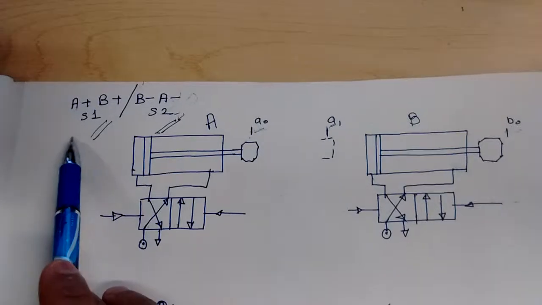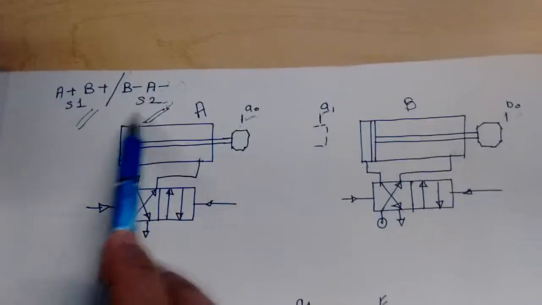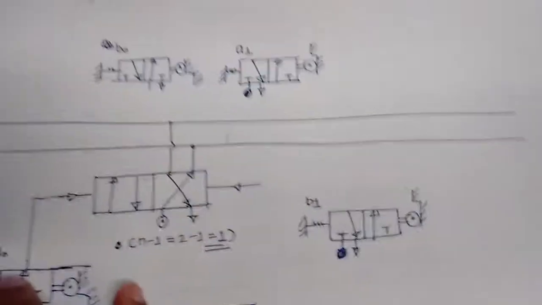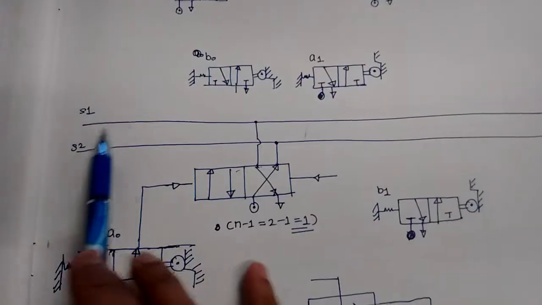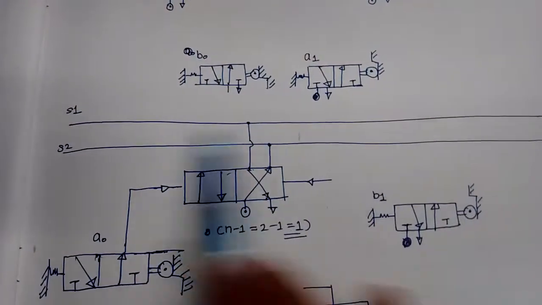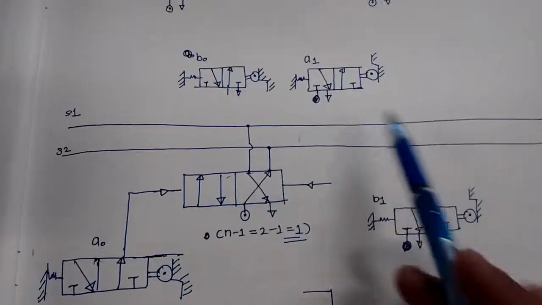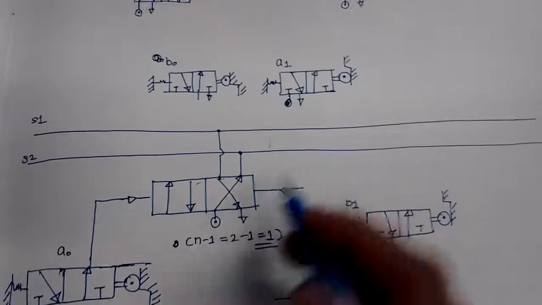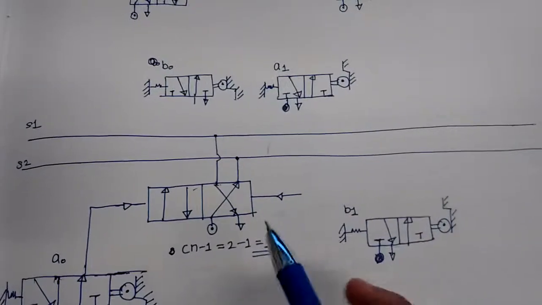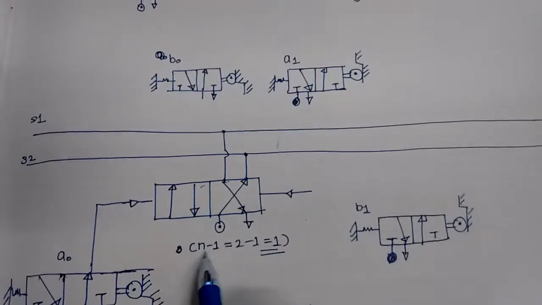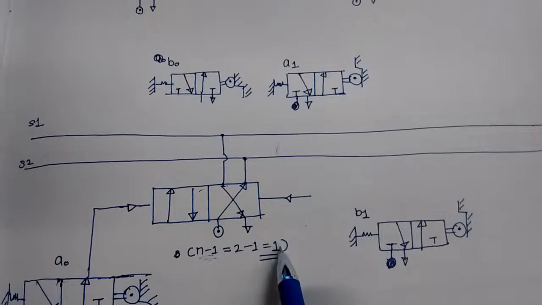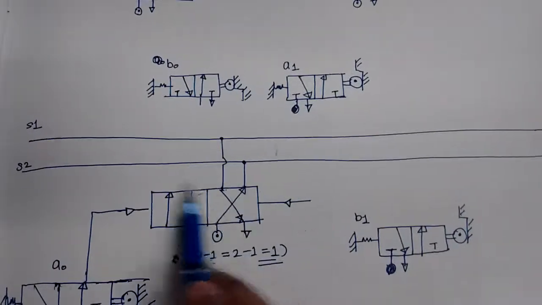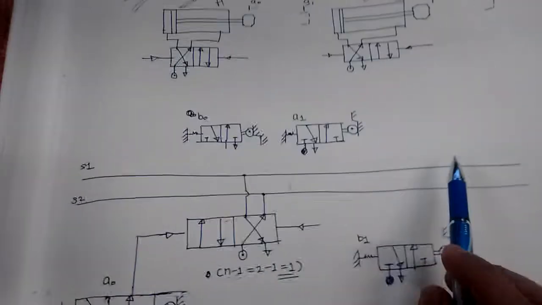Now there are two pilot lines required, S1 and S2. So I have just drawn those two pilot lines. A pilot line is basically a line where the pressure in the entire line is the same, and to switch between two pilot lines, as we saw earlier, for the cascading method, if there are two pilot lines, we would require 2 minus 1, that is n minus 1 valve. So this is the one valve which will help us switch between the two pilot lines.